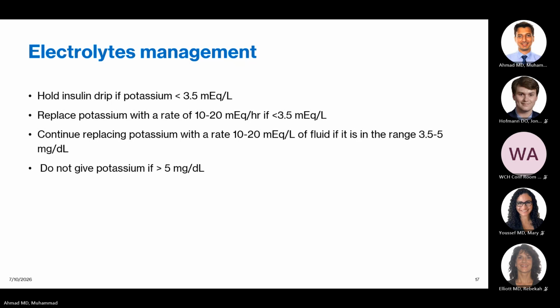Okay. Any other questions? Do we start in DKA management with just a peripheral line access? If we have 2 peripheral lines, is that enough, and then we escalate if needed? Yes, we can start the management. Two peripheral lines are more than enough.